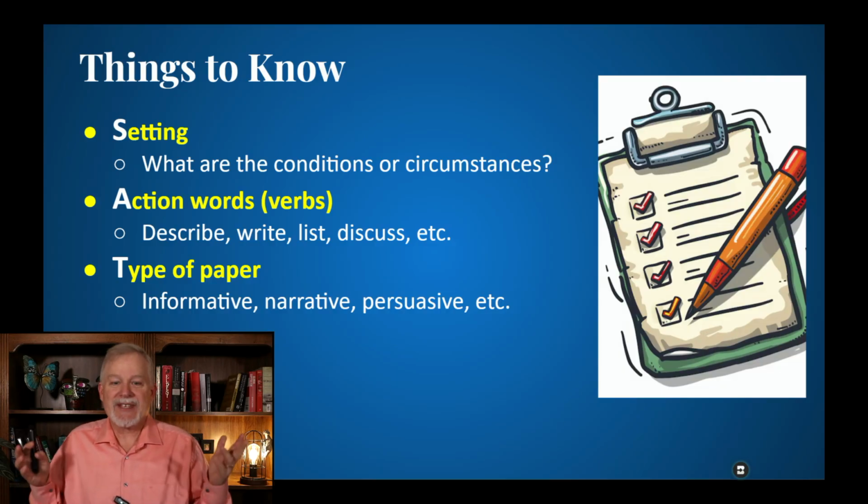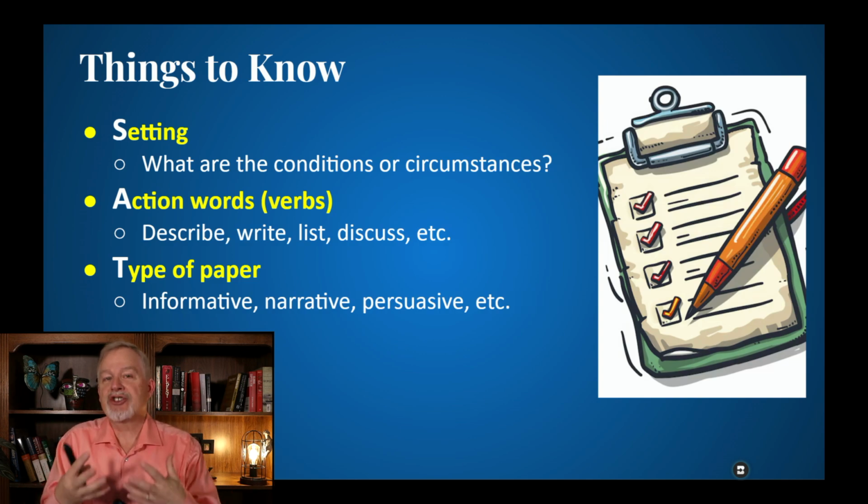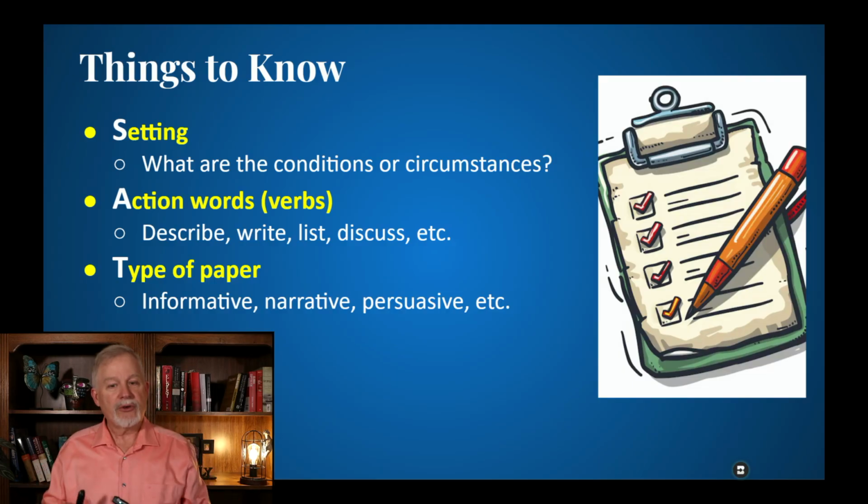Next one is A. What's A? Action. Action words. These are verbs. These are the things that they want you to do, like describe, write, list, discuss, explain. All these action words say, do this. And so that's what you want to know: what do they want me to do? You have to look at all those words. Where do you see them in the directions? That's A for action. So SAT: S is for setting, A is for action, and then T, type of paper.